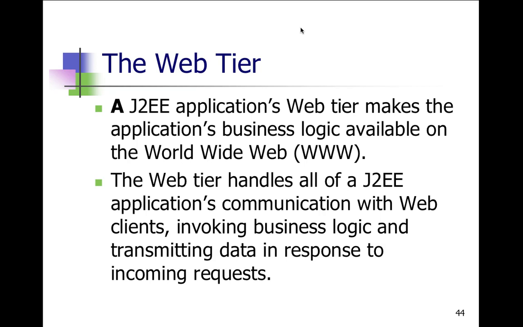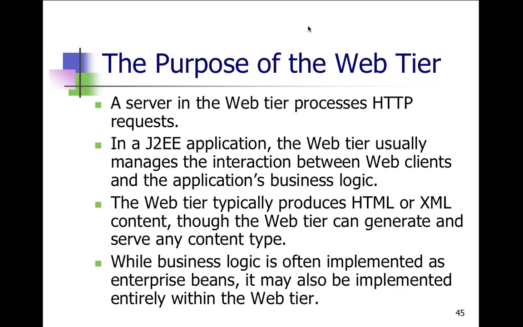And I'll talk about the tiering. I'll talk about where the components reside. And this is where servlet pages come into place, JSP, and Java beans and containers are used to orchestrate all of this stuff as well. So the web tiering by default handles all of the application communication with the web clients, and the web clients are you, or the customers, and invoking the business logic and transmitting data in response to incoming requests and all of the different things that happen behind the scenes in terms of a web application.